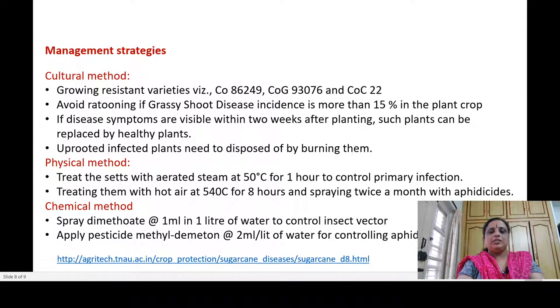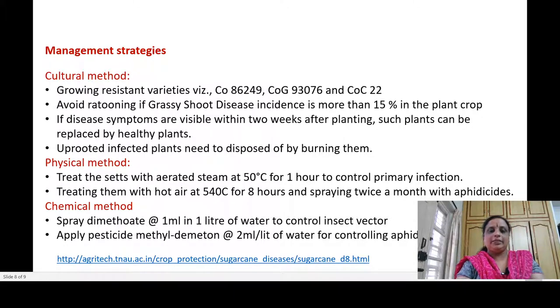And if the disease symptoms are visible within 2 weeks after planting, such plants can be replaced by healthy plants. So even after 2 weeks of planting, if there is no proper growth of that particular plant, immediately those plants have to be removed from the root system. The entire root system has to be uprooted, disposed of, and burnt into ashes, and it is better to replace it with a healthy plant at that site.